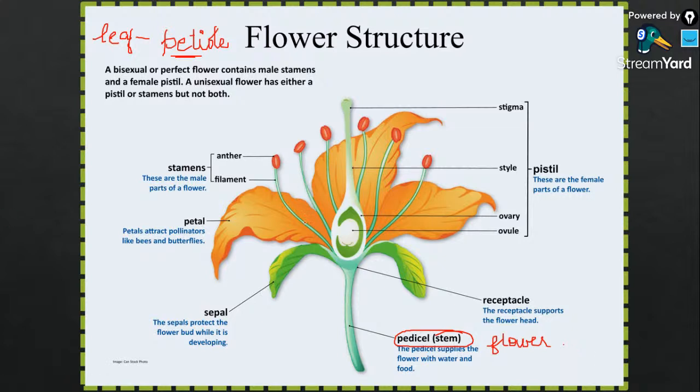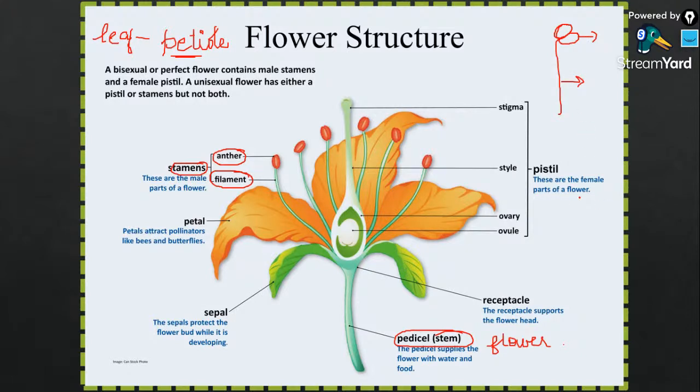So guys, this is the male reproductive structure. This male reproductive structure is known as the stamen. And it is composed of two different parts: an anther and a filament. This bilobed, long, slender structure is the anther and this is the filament.